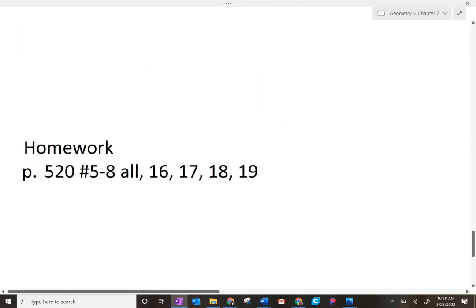Your homework, 520, 5 through 8 all, 16, 17, 18, and 19. These first 4, you will use the actual ruler. For the last 4, you're just going to be doing the comparisons with the scale models.